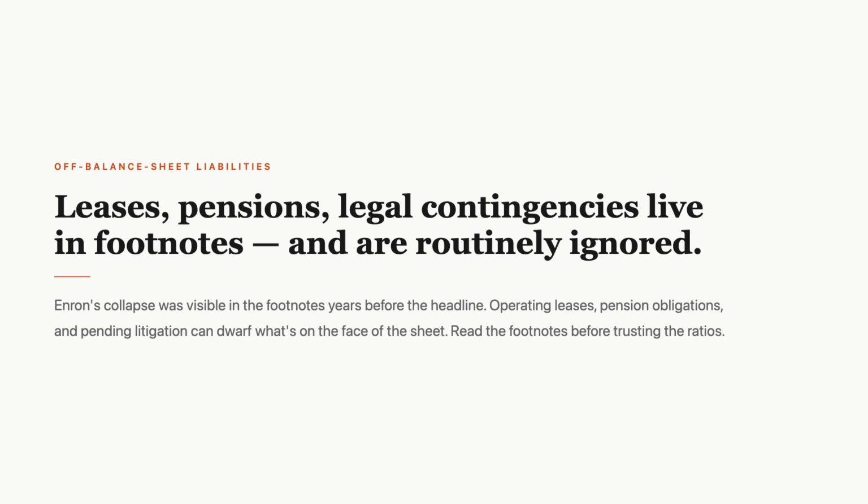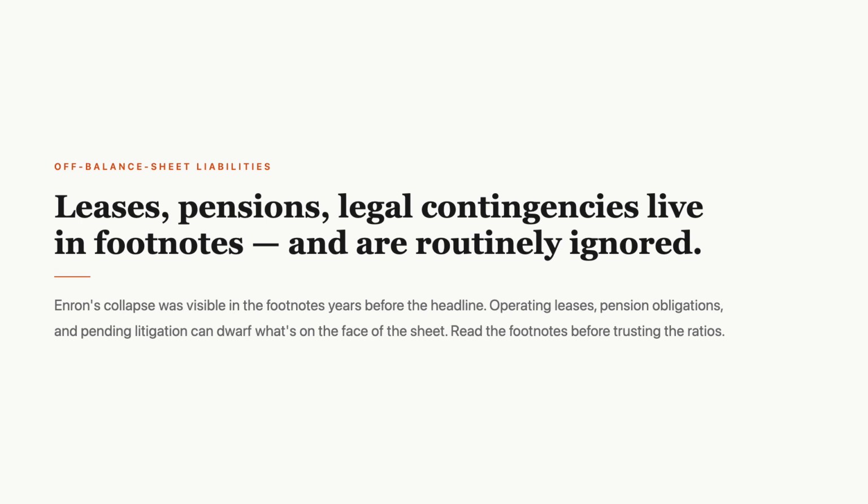The 2007 financial crisis included entire classes of obligations that major banks had carefully structured to sit off their official balance sheets. The legal obligations were still real. The footnotes had told that story for years before the collapse, in dense, technical language that required patience to read. Reading footnotes isn't glamorous. It eliminates most of the analytical risk that headline reading misses.